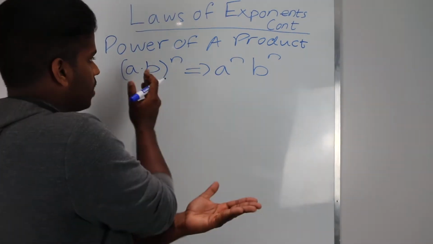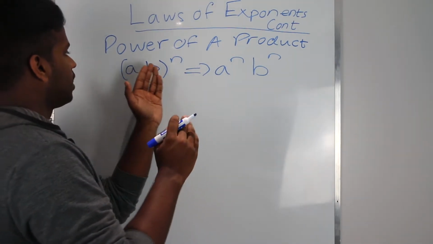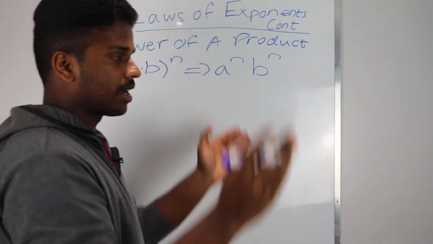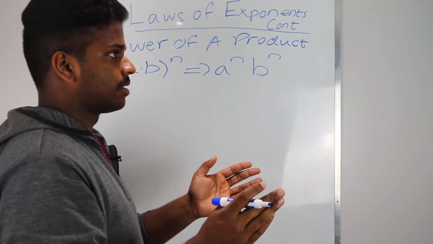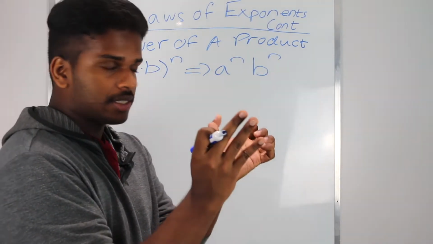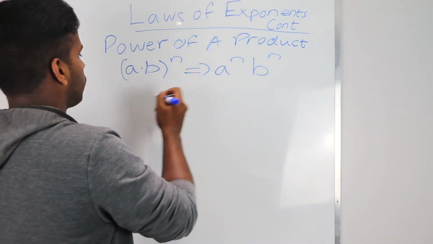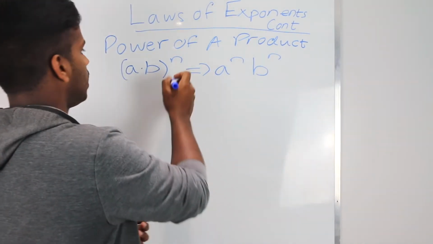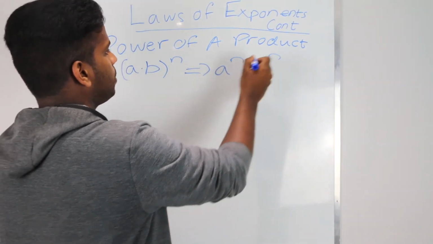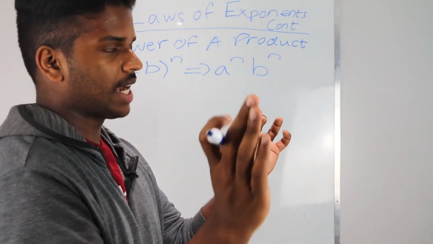I have written the rule here for you. In this case, (A times B) in brackets. So we're taking the product: we first multiply what's inside the brackets, and then we raise that product to the power of n. Let me just say the law first. When we do that, we just distribute the exponent to each of the numbers in that expression.